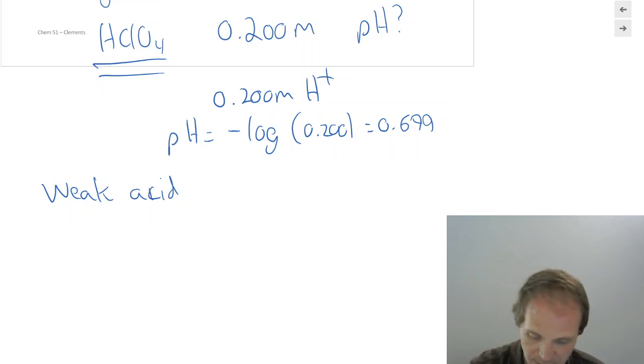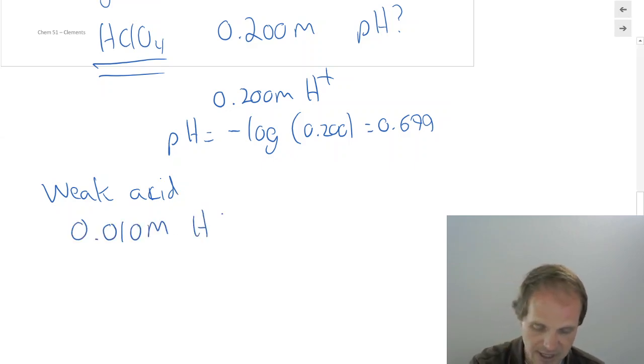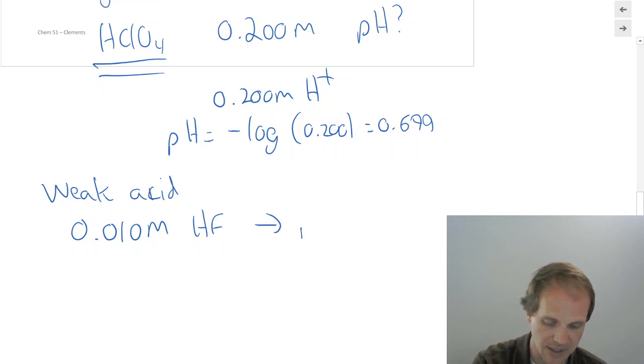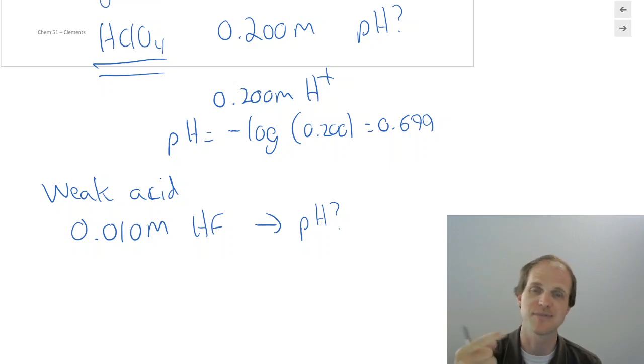And so we're going to say we have a solution of 0.010 molar HF, and we want to know what is the pH. Now, it's tempting if you're not paying attention to be like, okay, I just did that other thing. Let me just take the negative log of 0.01 and my pH is going to be 2. And that would be the case if it was a strong acid, but it's not a strong acid. So you need to know your strong acids to make sure you understand when you have a weak one.